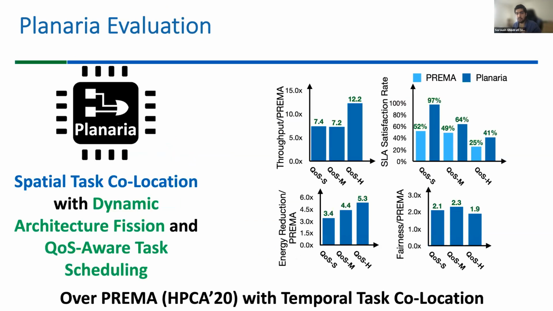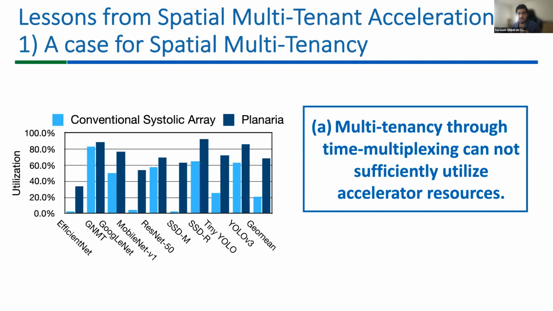So we compared that proposed design to Prema, a recent effort that enables multi-tenancy through temporal task co-location. As you can see, Planaria with spatial task co-location could provide significant improvements in throughput, SLA satisfaction rate, and fairness, in various workload scenarios and quality of service constraints. Now let's look at some of the lessons that we could learn from this spatial multi-tenant design and discuss them.